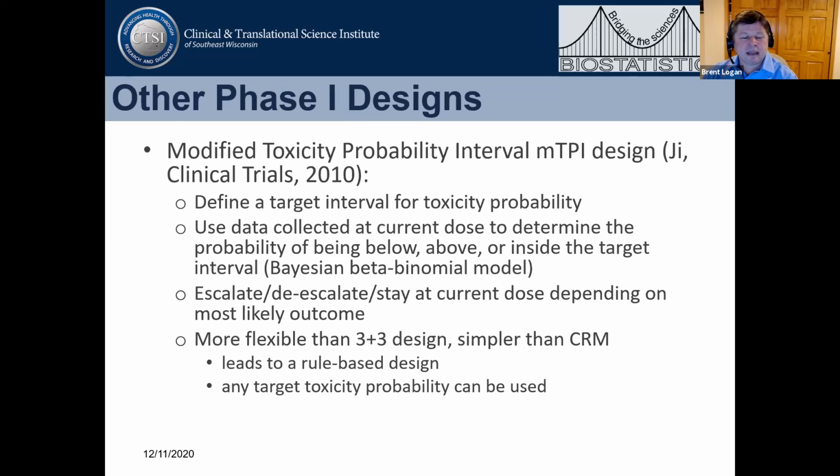And so again, this is a more flexible design than 3+3. It's also simpler than the CRM. You don't have to do any fitting of the dose toxicity curve or anything like that. And it leads to a very straightforward rule-based design that you can show in a table so that investigators can follow it in a straightforward way. And it also can deal with any target toxicity probability.